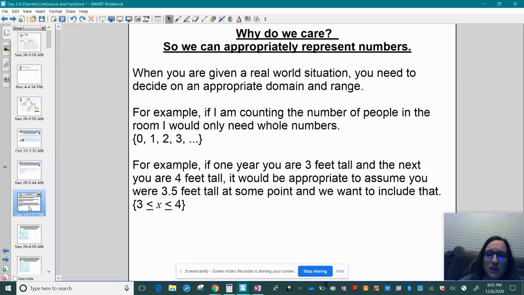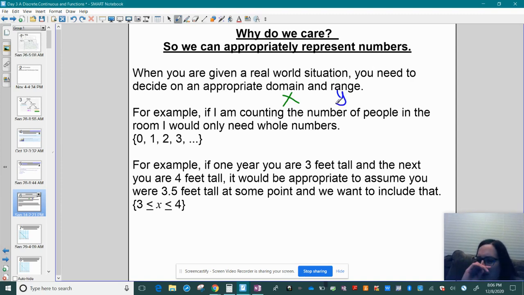So why do we care? That's a great question. So we can appropriately represent numbers. We've talked about here where sometimes we put the dots and we want to connect them, and sometimes we don't connect them, sometimes we do. We want to make sure it's appropriate. So when you're given a real-world situation, you need to decide on an appropriate domain, which is our x values, and range, which is our y values.